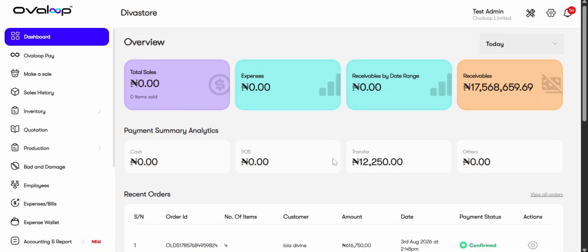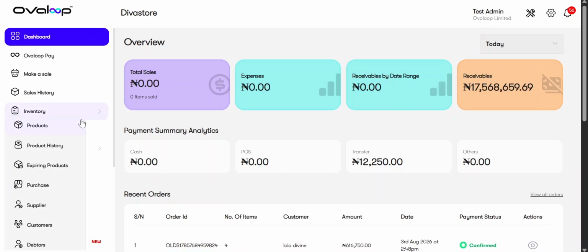Sometimes the quantity of stock you have physically may be different from what was recorded in the system. This can happen due to damaged items, stock losses, counting errors, or even when additional stock is discovered during a stock count. To adjust the stock, go to inventory and the product.